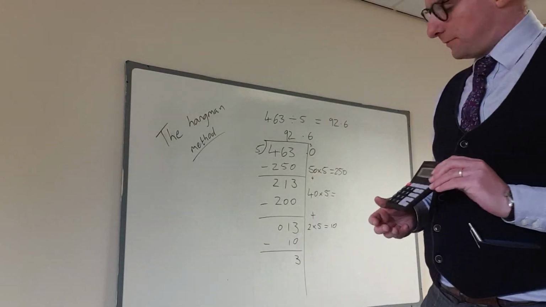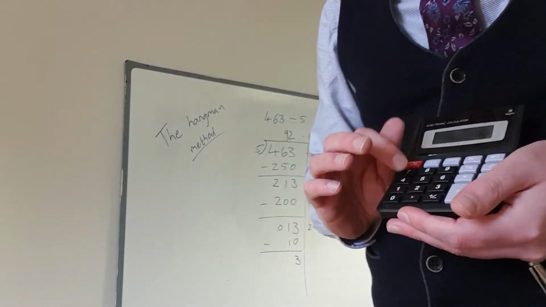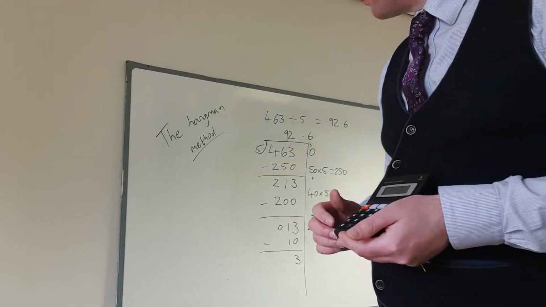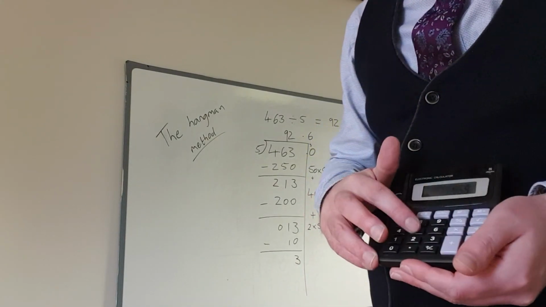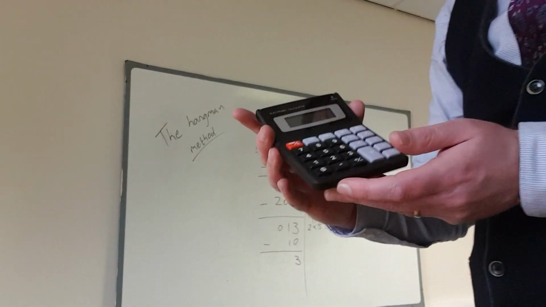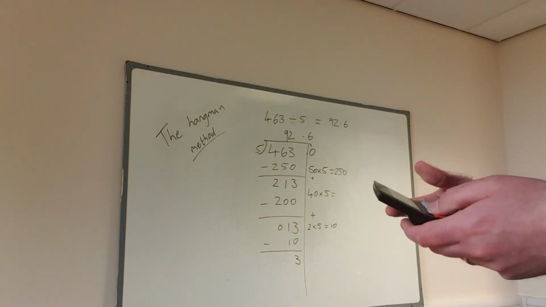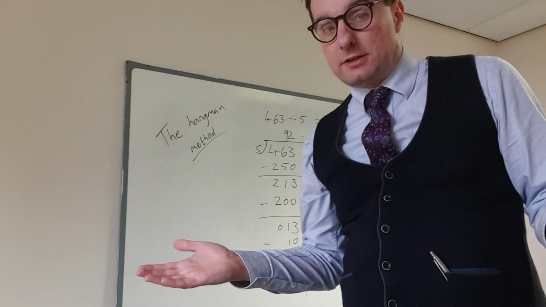So 463 divided by 5 equals 92.6. It's as if I already knew that.